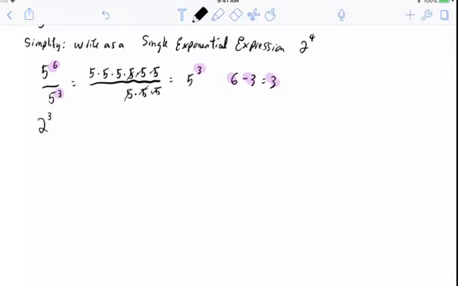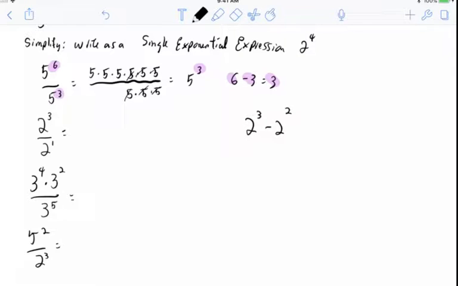All right, try it yourself for these ones. 2 to the 3 divided by 2 to the 1. 3 to the 4 times 3 to the 2 divided by 3 to the 5. And 5 to the 2 divided by 2 to the 3. And 2 to the 3 minus 2 to the 2. Try these, write them out, simplify them, check to see if the subtraction rule is correct.